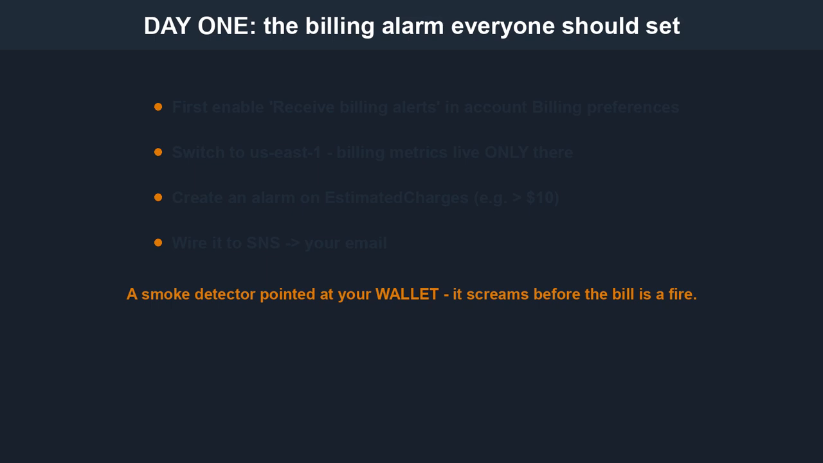There is one alarm every single person should set on day 1, the billing alarm, and almost nobody does. First, go into your account's billing preferences and turn on Receive Billing Alerts. Then, and this catches everyone, switch your region to North Virginia, us-east-1, because billing metrics live only there. Create an alarm on the estimated charges metric, say above $10, and wire it to SNS and your email. It's a smoke detector pointed at your wallet. It screams before the bill ever becomes a fire.